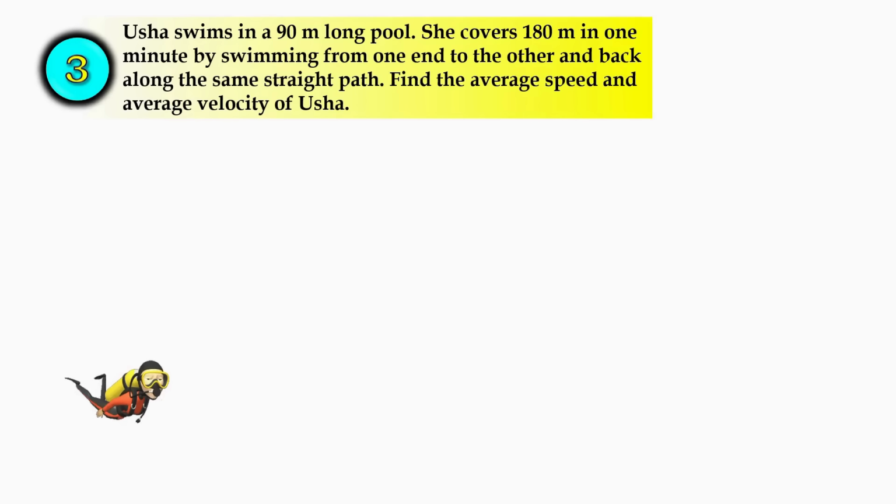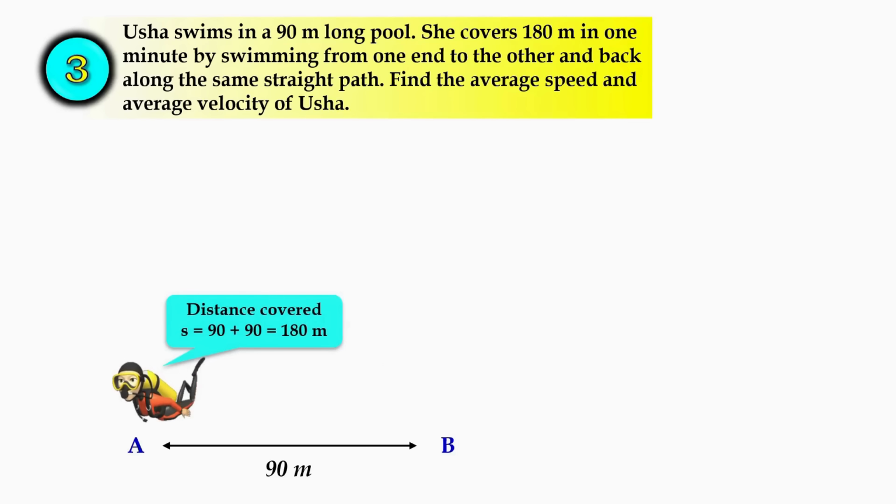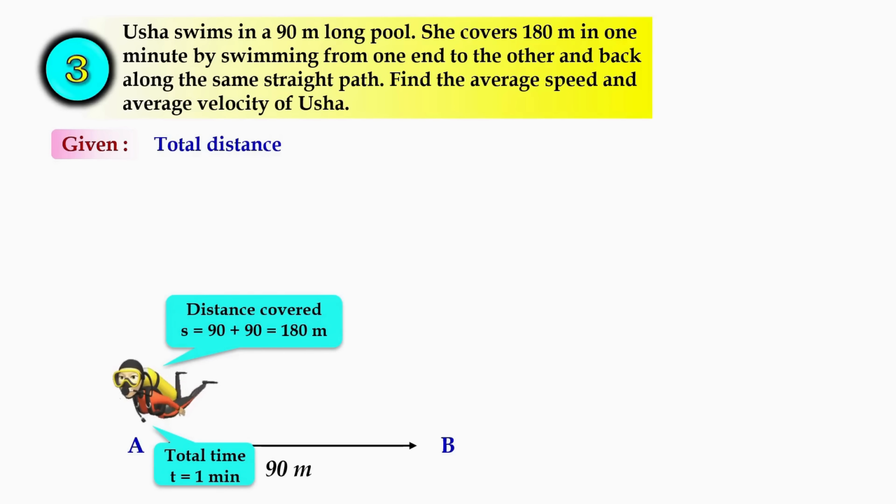First, let us write the given values. The total distance covered by Usha is 180 meters. Since she comes back to the same starting point, the total displacement is 0. The total time taken is 1 minute, which is equal to 60 seconds.